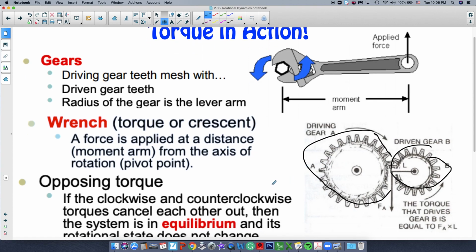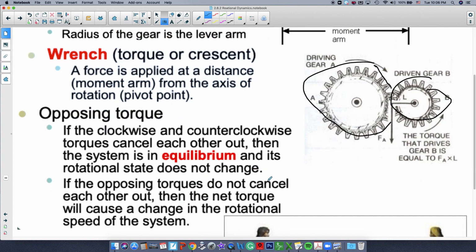Okay, so here's something that comes into play a little bit. Lesson 3 is going to talk more about equilibrium. So read this here. Clockwise and counterclockwise torques cancel each other out. When these torques cancel each other out, the object or the system is in equilibrium, and it doesn't actually rotate. If opposing torques don't cancel each other out, then the net torque is going to cause a change in the rotational speed. That is what could cause our angular velocity or angular acceleration.